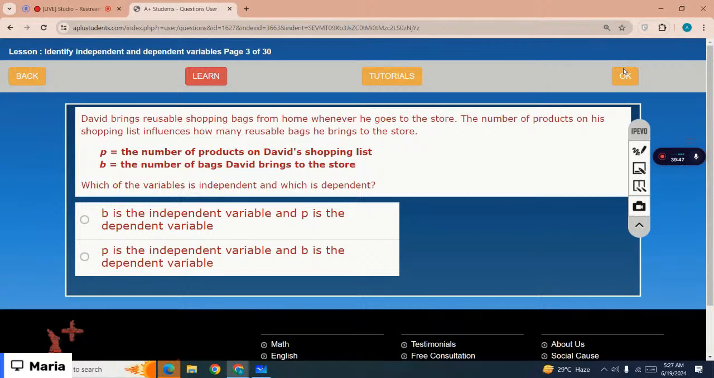David brings reusable shopping bags from home whenever he goes to the store. The number of products on his shopping list influences how many reusable bags he brings to the store. P equals the number of products on David's shopping list and B equals the number of bags David brings to the store. So which is the correct option?